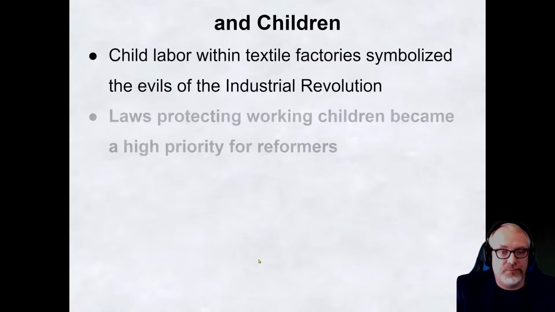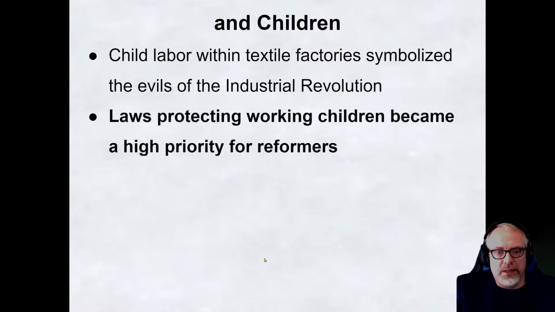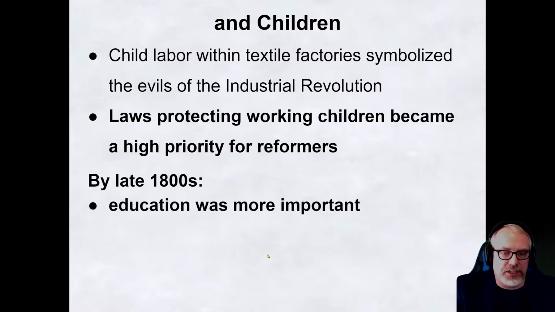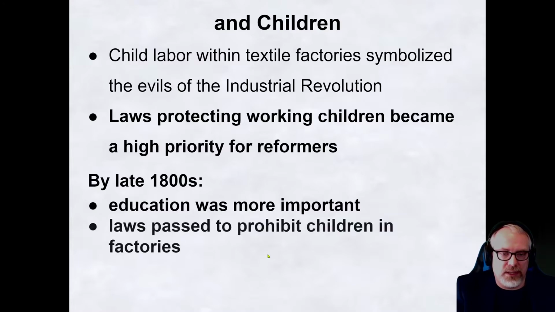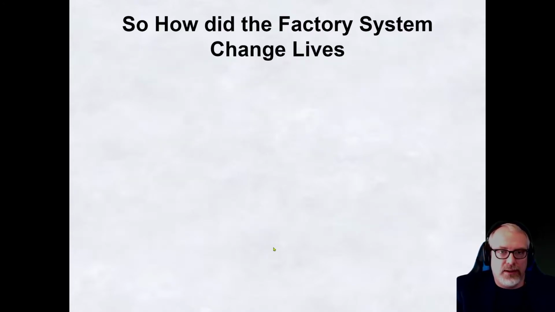Child labor within textile factories symbolized the evils of the Industrial Revolution. Laws protecting working children became a high priority for reformers, but this isn't until the 1900s. By the late 1800s, education was gaining in importance, and there were laws passed to prohibit children in factories. This is in England. So how did the factory system change lives?